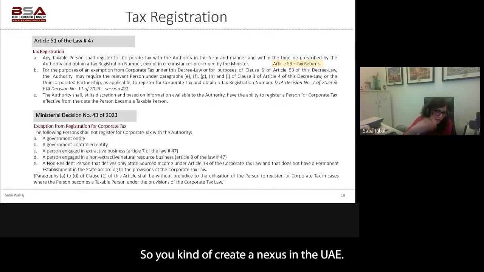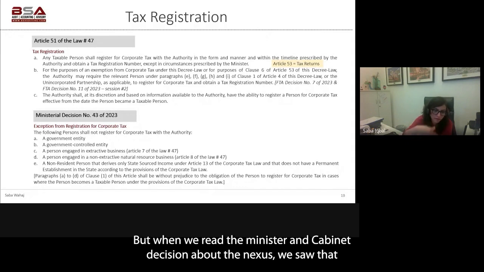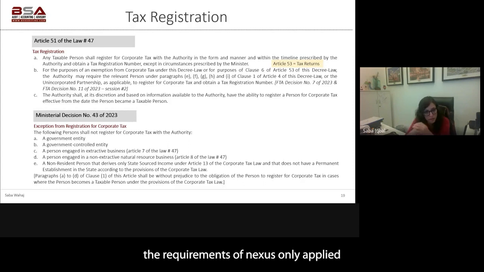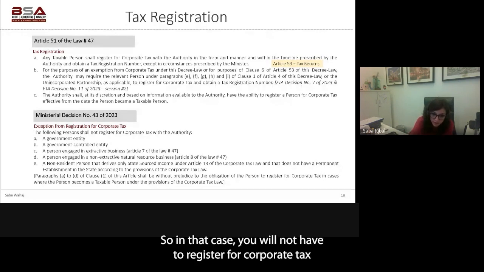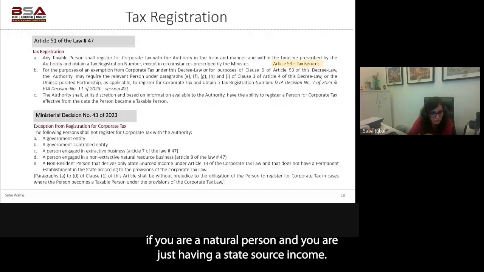So you kind of create a nexus in the UAE, yeah? But when we read the cabinet decision about the nexus, we saw that the requirements of nexus only apply to a juridical person and not to a natural person. So you only earn a state source income and you don't have a nexus. In that case, you will not have to register for corporate tax if you are a natural person just having a state source income.